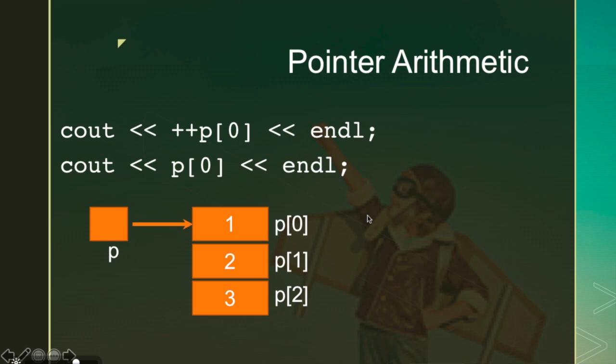When we do plus plus in front of the array element, it actually increments the pointer p to point to the next element, which is p[1], which has the value of 2. That's why 2 is printed out, because we do it ahead of time, right? And now the pointer is pointing to p[1] as the first record.